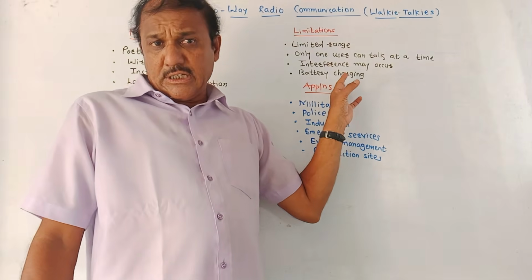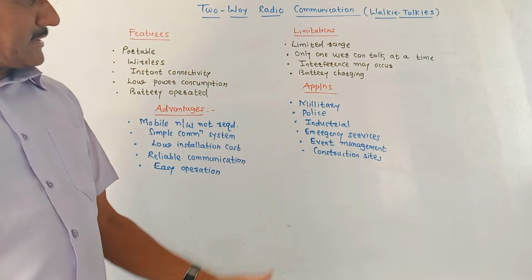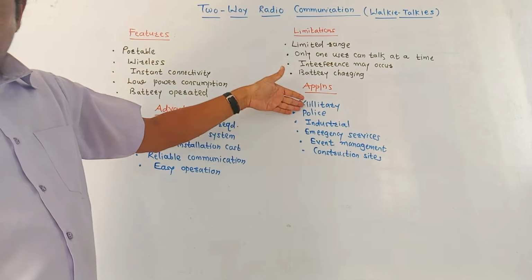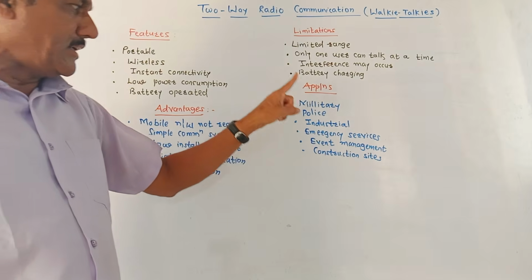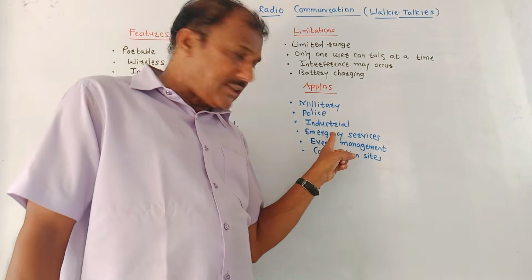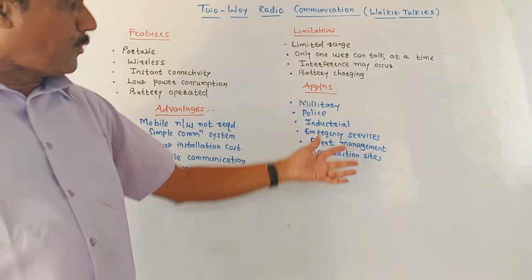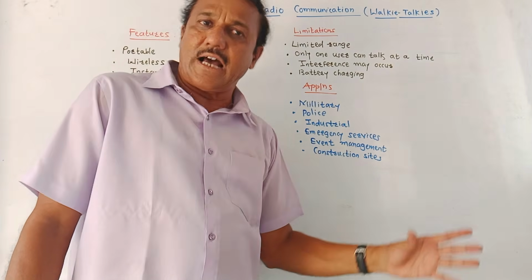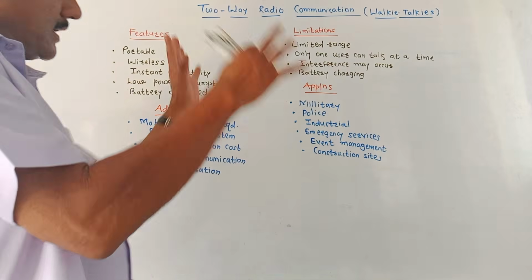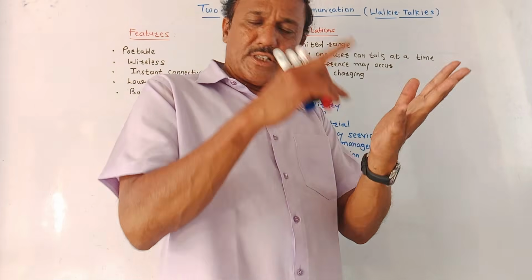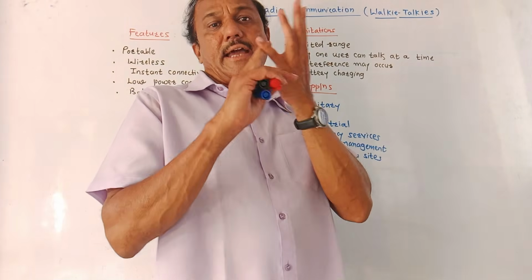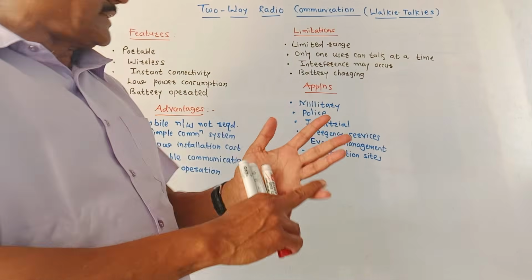Then applications, this is the list of applications: the military communication, police communication, then industrial communication, in case of emergency services, then in case of event management, and this is more useful as far as these construction sites are concerned. So this is about the block diagram, then features, advantages, limitations and applications of two-way communication system, that is a walkie-talkie system.